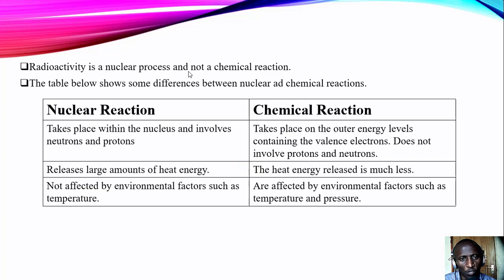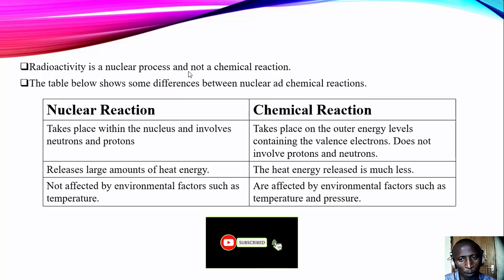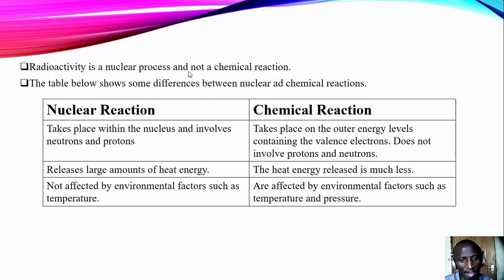Now, we need to mention here, very importantly, that radioactivity is a nuclear process and not a chemical reaction. The table below shows differences between nuclear reactions and chemical reactions. Very quickly, let's go over them. One, a nuclear reaction takes place within the nucleus, involving the neutrons and protons. A chemical reaction takes place on the outer energy levels containing the valence electrons, so it does not involve protons or neutrons. Number two, nuclear reactions release a lot of energy in form of heat, whereas in chemical reactions, the heat energy released is much less. Number three, nuclear reactions are not affected by environmental factors such as temperature and pressure, whereas chemical reactions are affected by them.